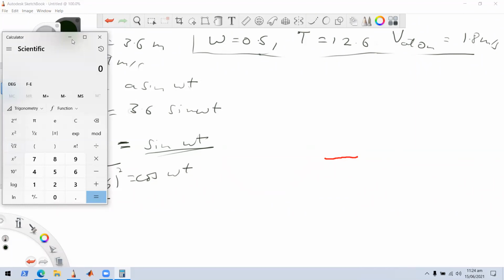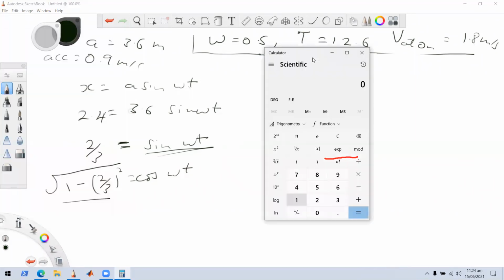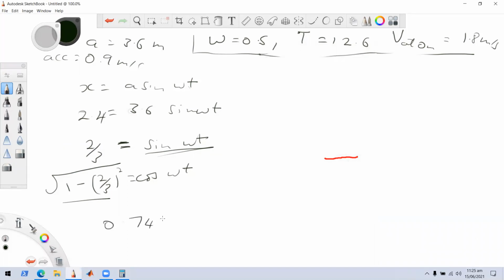This calculator here is a bit weird, but let me try. So 1 minus, let me just do 2 divided by 3. Let me square that, 0.44444. Let me do 1 minus 0.44444. It's 0.556. So let me do the square root of that, which is 0.745. That's the figure I used for cosine.